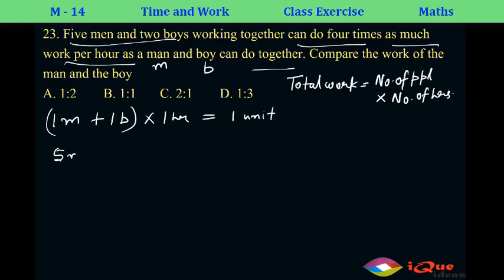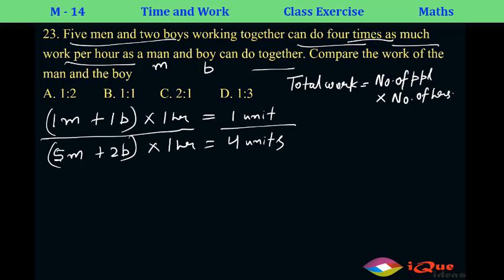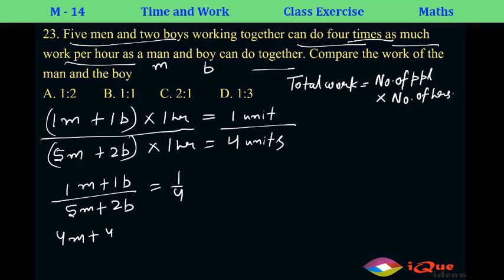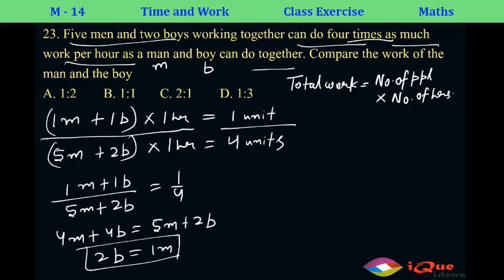Then 5 men plus 2 boys, if they work for 1 hour, the work quantity will be 4 times the previous case, that will be 4 units. Now, we divide wherever we get such situations. So if you divide, we will get 1 man plus 1 boy divided by 5 men plus 2 boys equal to 1 by 4. Cross multiplication gives us 4 men plus 4 boys equal to 5 men plus 2 boys. Men on the same side, 5 minus 4, that is 1 man, and boys on the same side, 4 boys minus 2 boys, that is 2 boys.